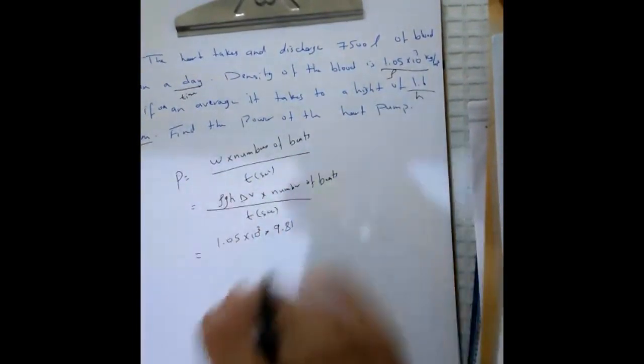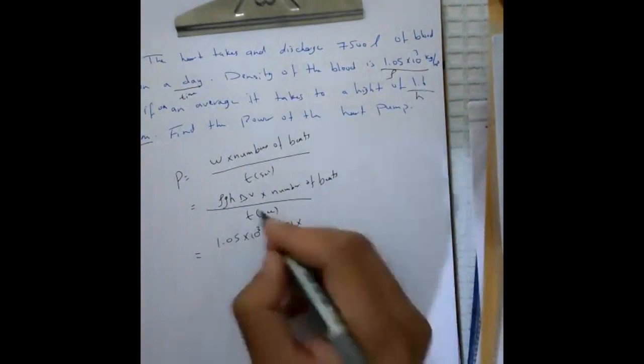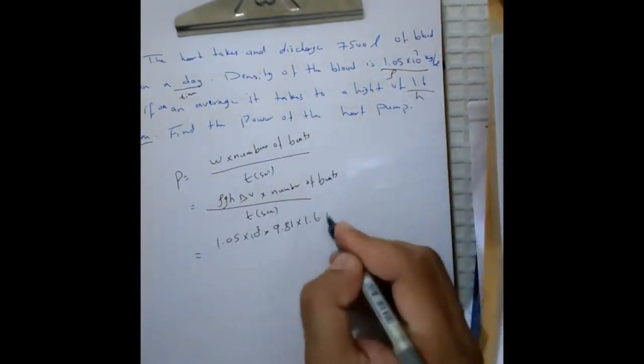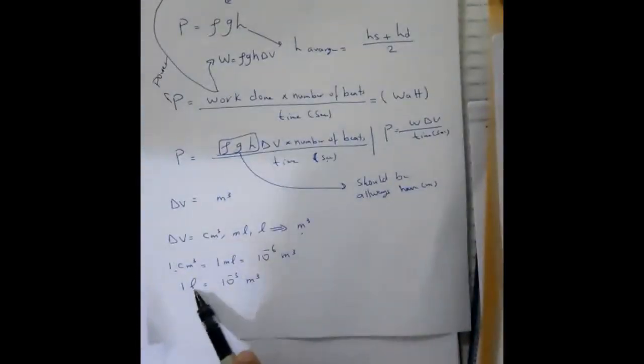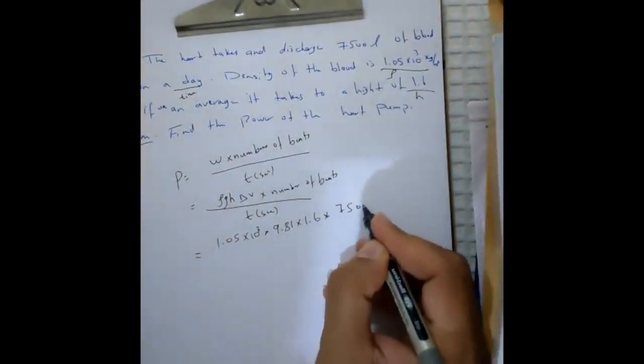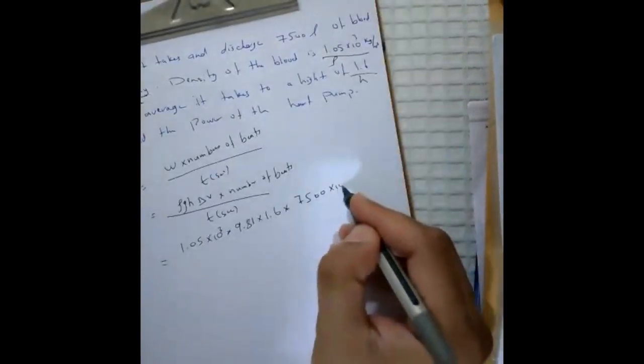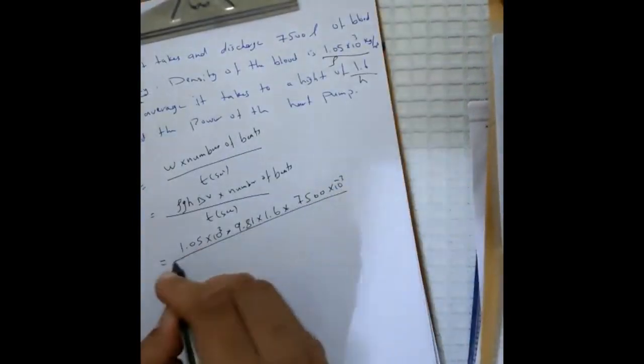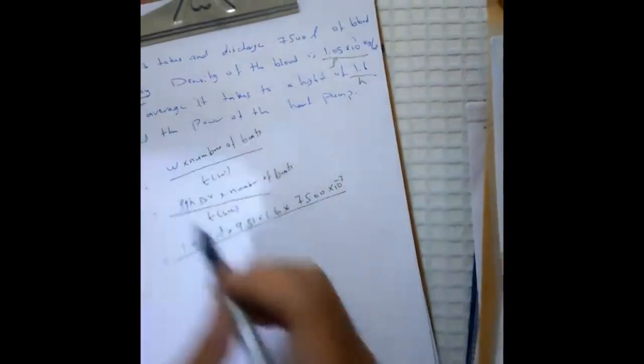It should be meter. There is no other choice. All of them should be meter. Multiplied by h, which is in meter already, 1.6. Multiplied by delta V in liter. And here I mentioned, if he gives you the delta V in liter, it will be multiplied by 10 to the power minus 3 to transfer to the meter cubic. So that means it will be 7,500 multiplied by 10 to the power minus 3 over time in a day. I should transfer to the second.